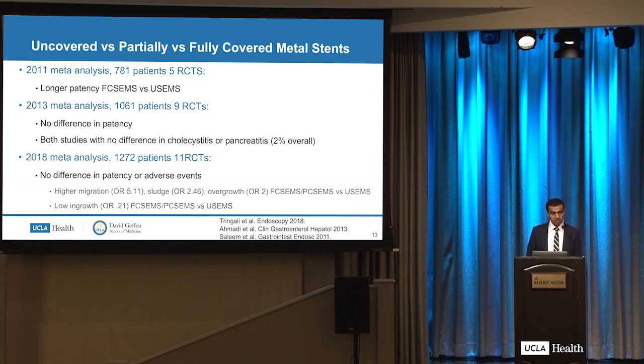Well, fully covered stents did have a higher rate of migration, of sludge formation inside the lumen, and overgrowth, which is tissue growing over the ends of the stent. However, that was balanced out by a lower rate of ingrowth, which happened to be the problem with uncovered stents. So essentially, you're trading sludge formation and overgrowth for ingrowth in your stent choice.